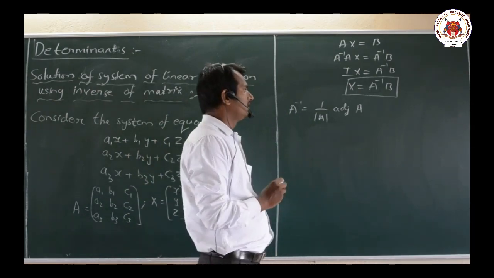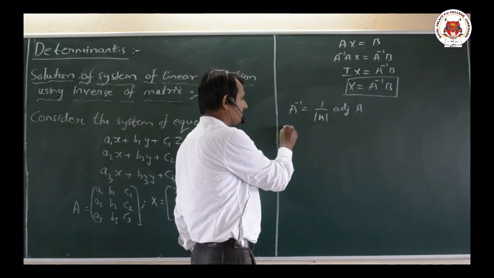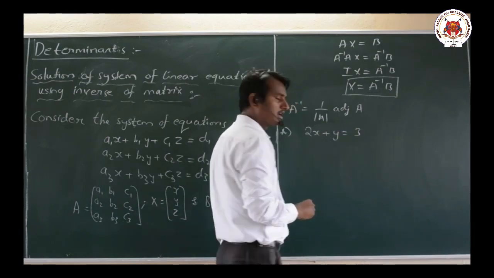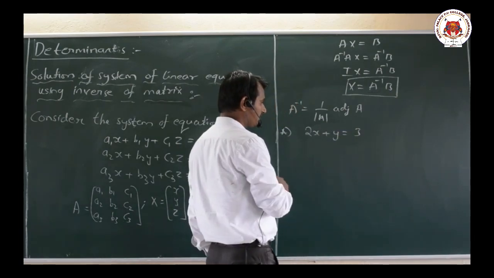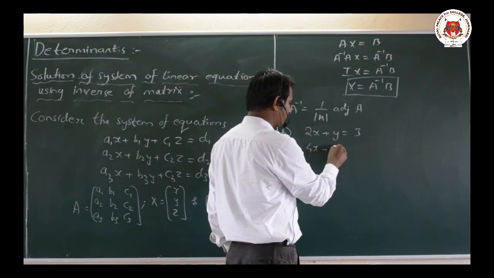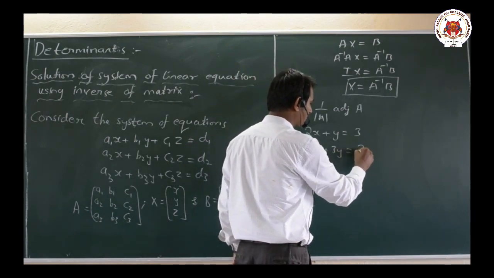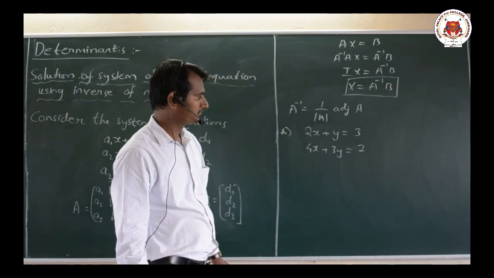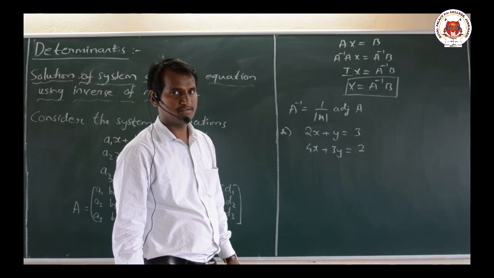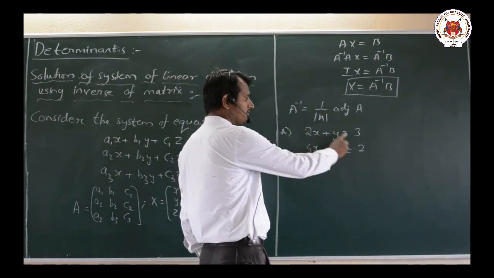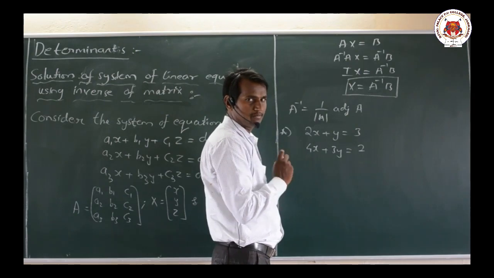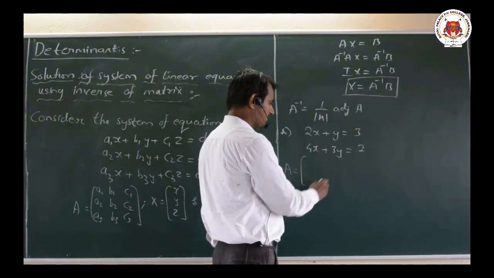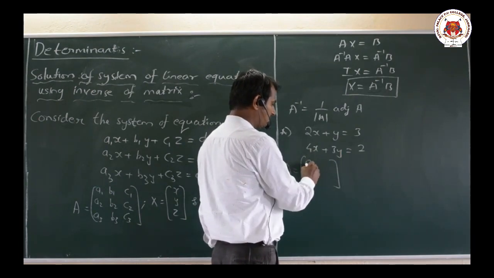Now let us start with the actual problem. Let us take a simple problem. First one, 2x plus y equal to 3. And one more, 4x plus 3y equal to 2. Let us take a simple example just for our understanding purpose. Now we will write this whole system of equations in two variables in the form of the matrix method, that is, A equal to, first of all writing out the values, 2 1, 4 3.